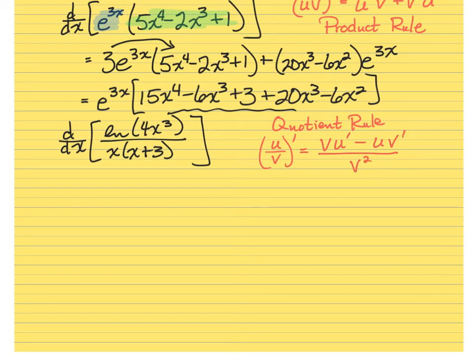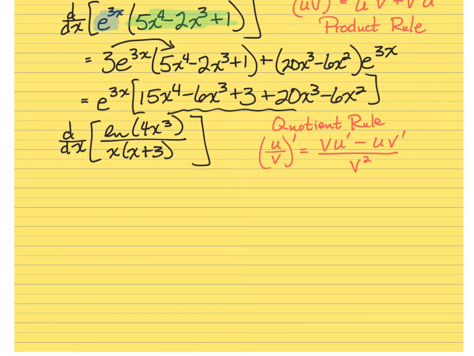All right, and so that's one thing you want to remember. There's a little chant that you can use there. Lodi high minus Heidi low, all right, and over low squared. That's a quick way to remember the quotient rule. But again, you might want to review that.